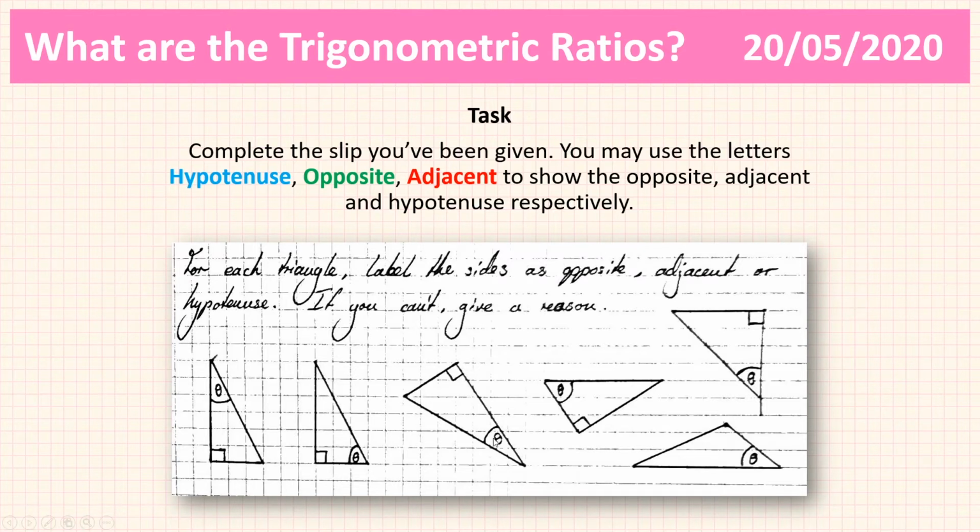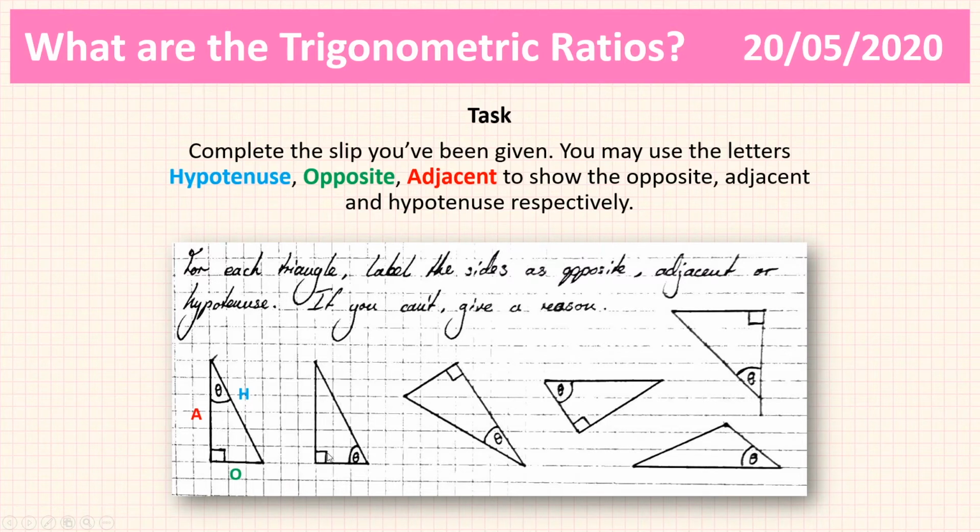Okay, so hopefully you've had a go at this. So let's do the first one together. There's my right angle. Opposite the right angle is my hypotenuse. There is my angle. Opposite the angle is my opposite. And the remaining side is the adjacent, the one next to the angle.